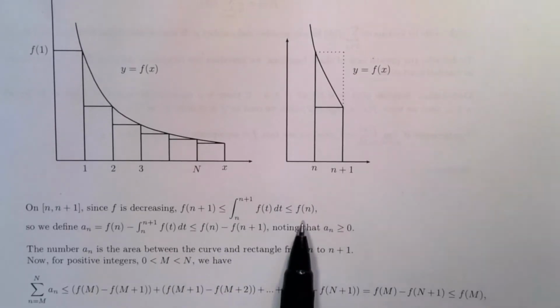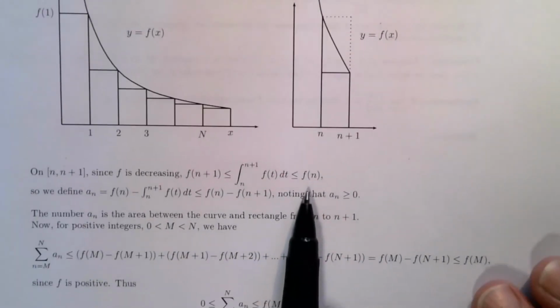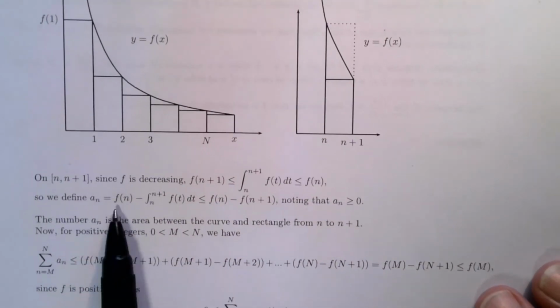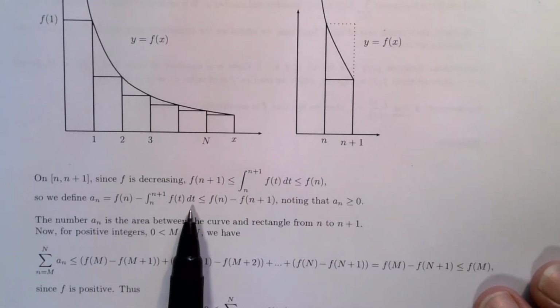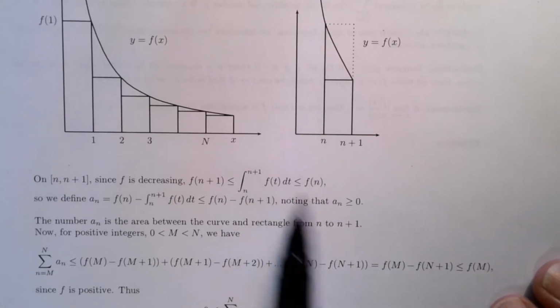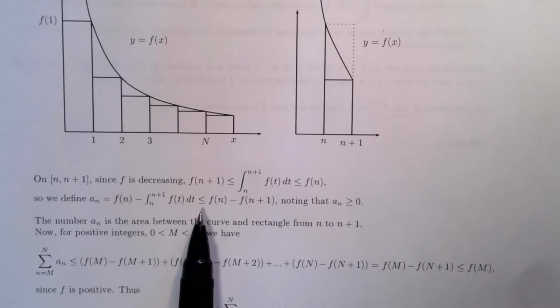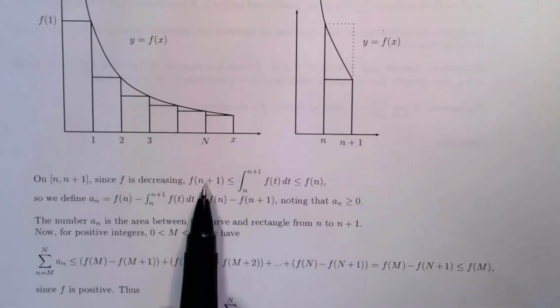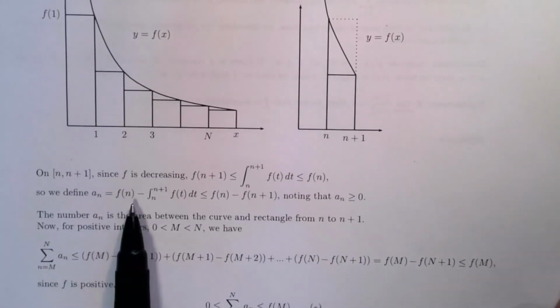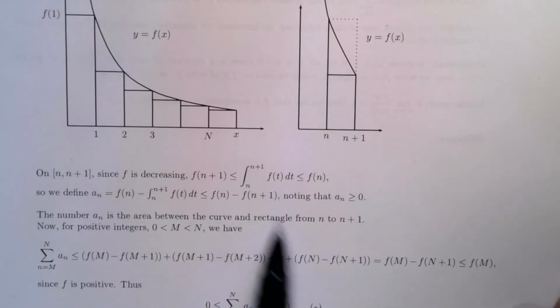And I'm going to now define a sequence a sub n, which is going to be f of n minus this integral. In other words, it's this one minus this one, and that's clearly positive from what we've written here. And I can also say that, because this is bigger than that, this quantity is less than f of n minus f of n plus 1. So we have this sequence, we've got a bound on it, and we know that the sequence is positive.